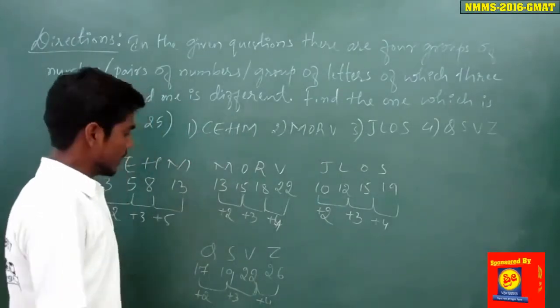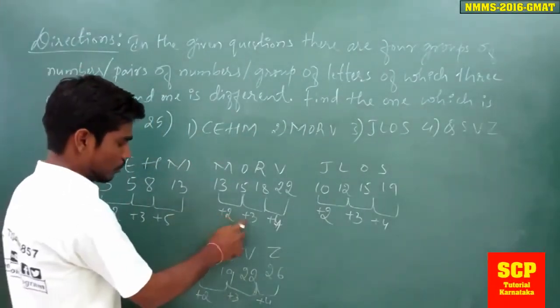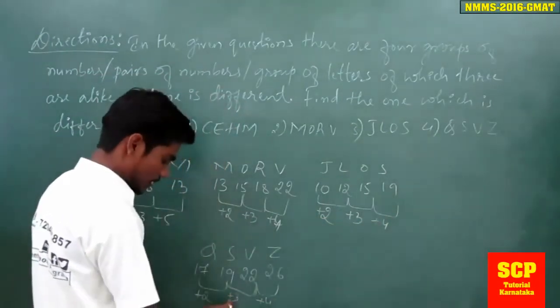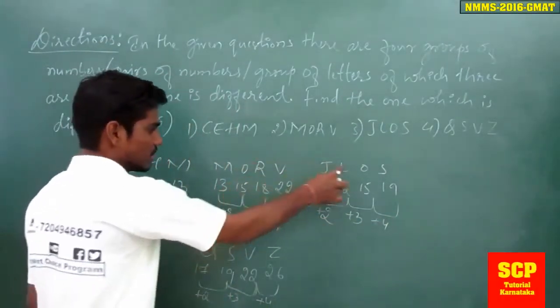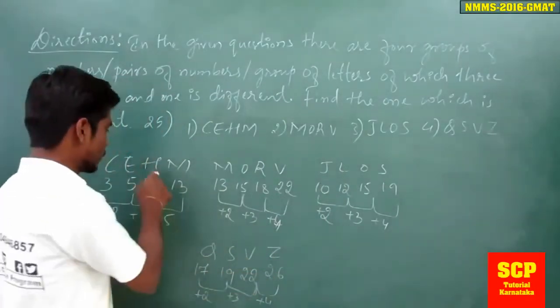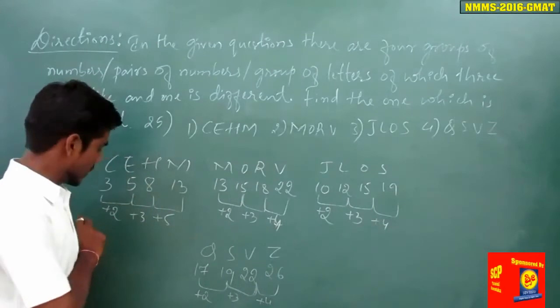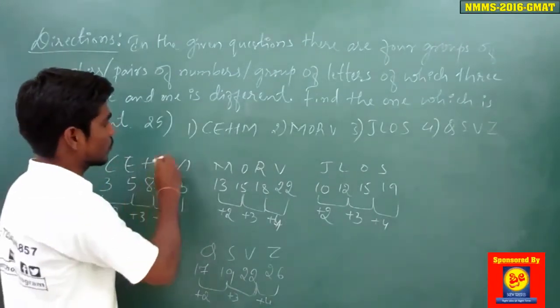Friends, look at here. Plus 2, plus 3, plus 4. Plus 2, plus 3, plus 4. Plus 2, plus 3, plus 4. That means these three are alike. This one is different, because here it is plus 2, plus 3, plus 5. Therefore, CEHM is our answer.